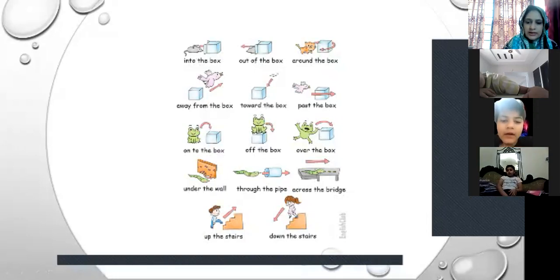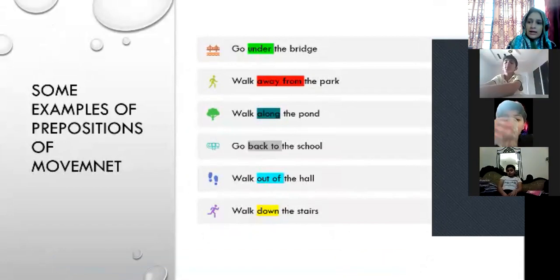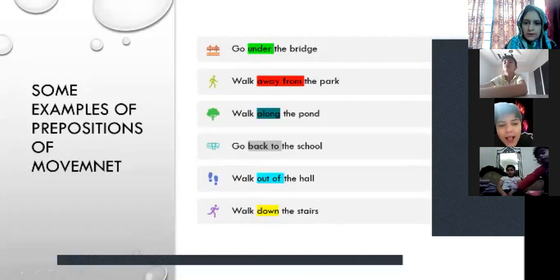So let's see the other one. Here are some more examples I'm going to share with you. So the ones which are highlighted, of course, these are prepositions of movement. Go under the bridge. So under is the preposition of movement here. Walk away from the park. Like somebody is walking away from the park. So away from is the preposition of movement here.